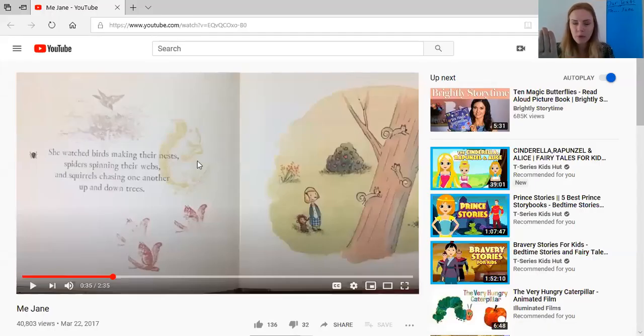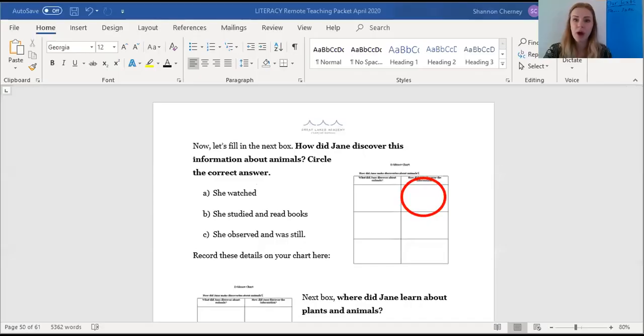She watched birds making their nests. Stop. Read that again. She watched. Your brain should be going, alert, alert, alert, because it tells you her action right there. She watched. So now that you know how she found out that information, we can go back to our chart, back to our packet, and circle she watched, and cross out the other one. So circling she watched, we don't need B, and we don't need C.